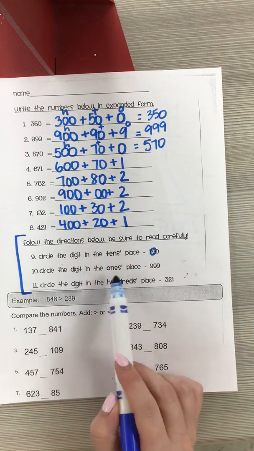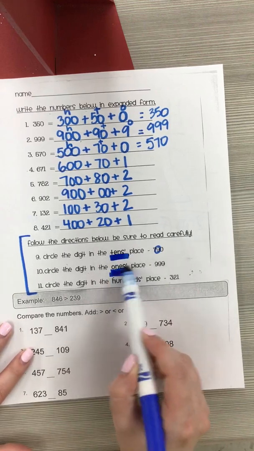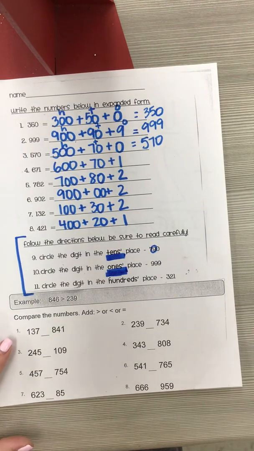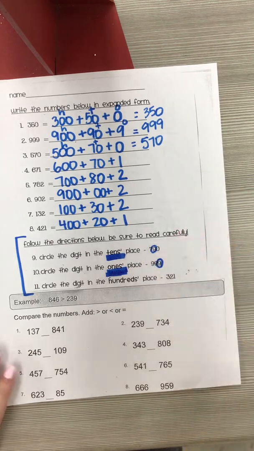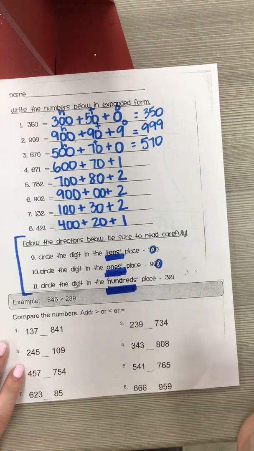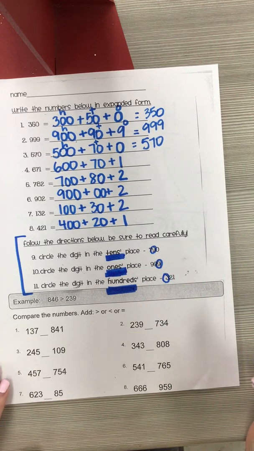Number 10, circle the digit in the ones place. What number's in the ones place? Uh-oh, they're all the same number. What number? 9. But which one? On the left or the right? The right, good job. That's the ones place. And then circle the digit in the hundreds place. Everybody, what number's in the hundreds place in 321? 3. Good job. They're trying to trick you on the 999. They are trying to trick you, but we cannot be tricked, can we?